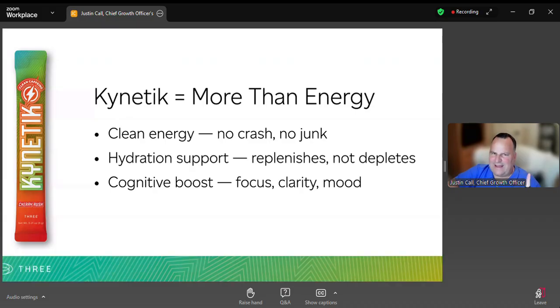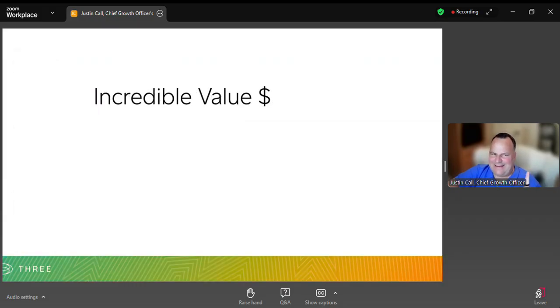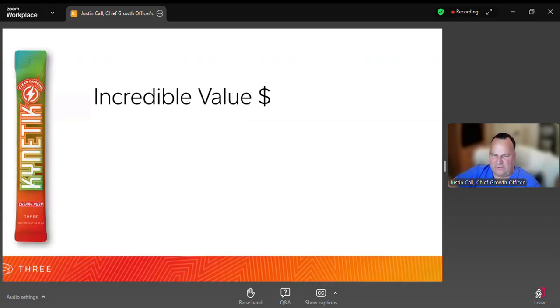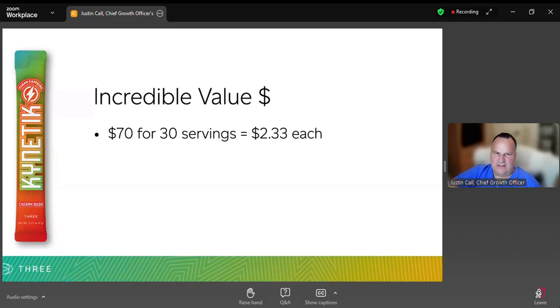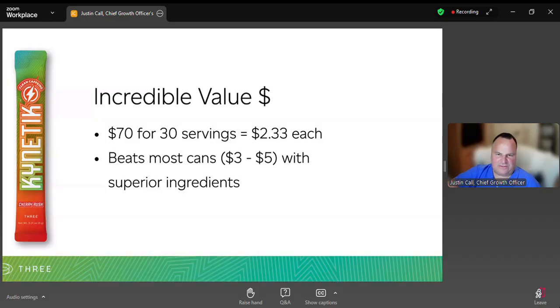More than that now, this is a big part of it. Kynetic is an incredible value. I don't know if anybody's thought of this or really put pen to paper and looked at this, but for $70 for 30 servings, you're at $2.33 each, which beats most cans that are out there, which are $3 to $5, with our superior ingredients.